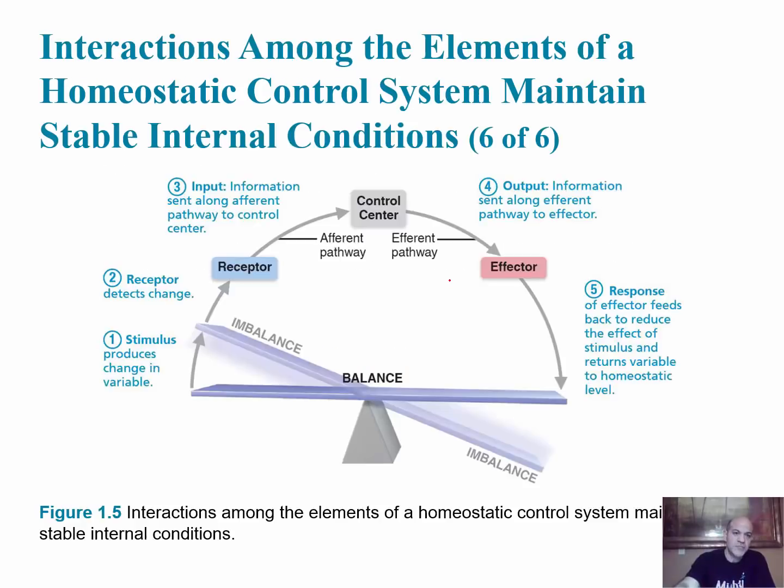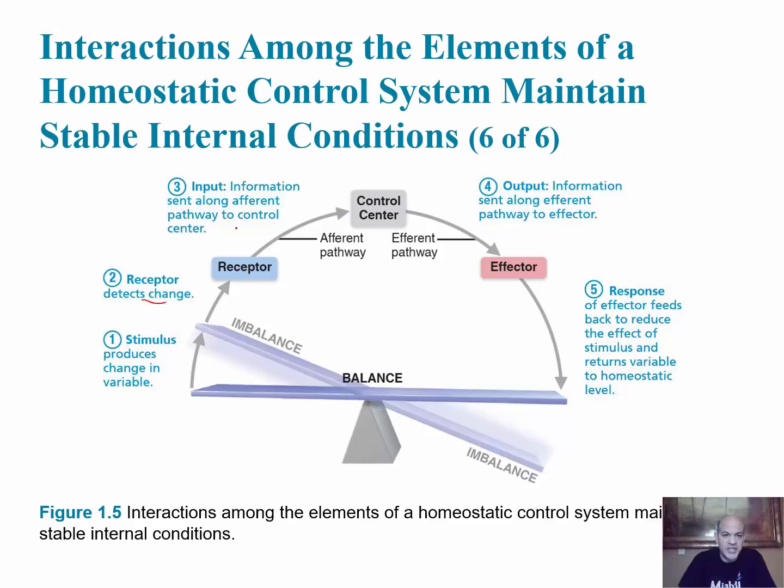Overall, this diagram you'll see regularly throughout the book as we consider homeostasis and the roles of certain organ systems in maintaining homeostasis for certain variables. So here we have an analogy of a balancing beam. If an imbalance is created, your variable has either increased or decreased. In this case, a stimulus is causing a change in that variable. The variable may increase, for example, and that's an imbalance.